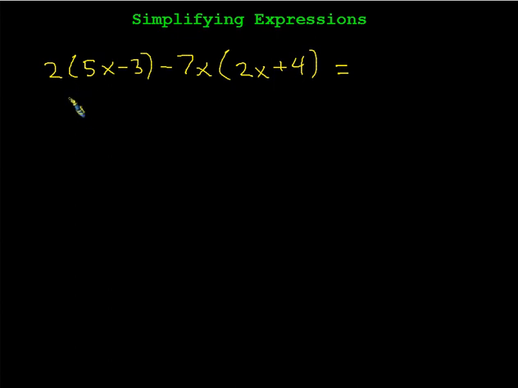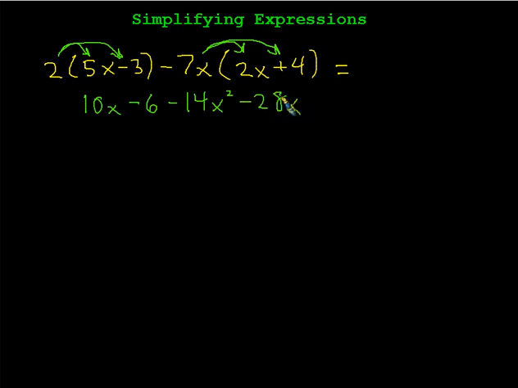So I'm going to distribute it first, so that'll get me 2 times 5x, 2 times negative 3, that's 10x minus 6. I'm also going to distribute this negative 7x. It's negative 7x times 2x, and it's negative 7x times 4. So that'll get me negative 14x squared, and then minus 28x. And again, let's go ahead and go to the next step.